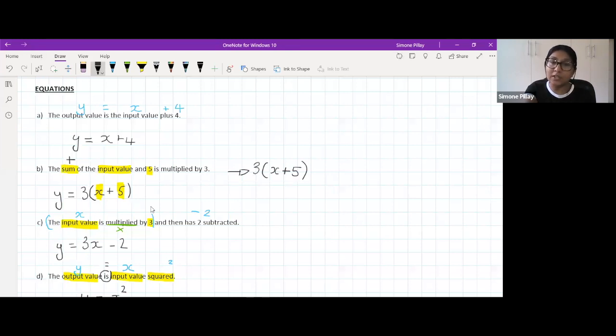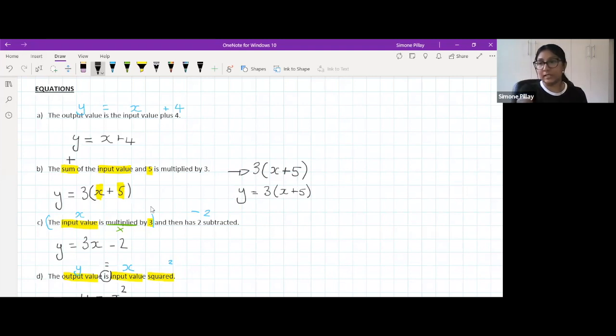I'm going to multiply my sum by 3. And my equation is not done as yet because I don't have my output value in this equation. So to finish up my equation, my output value is going to be equal to 3 times the sum of x and 5.